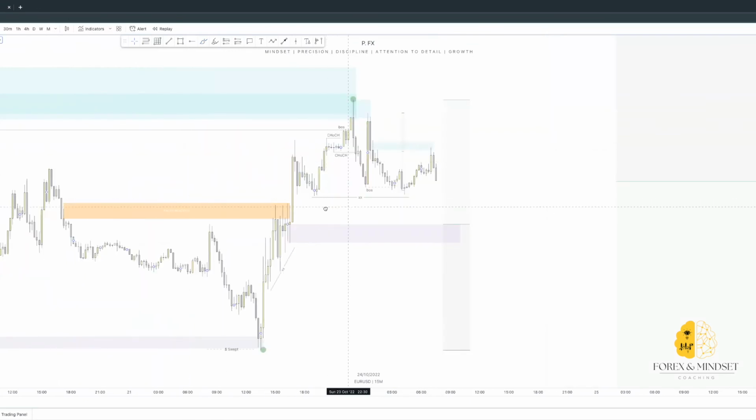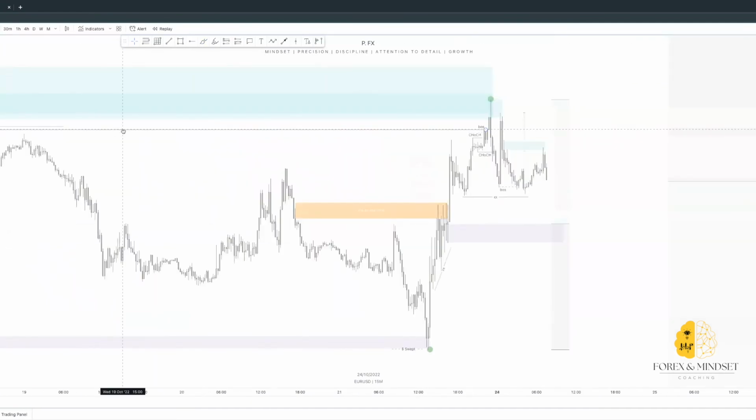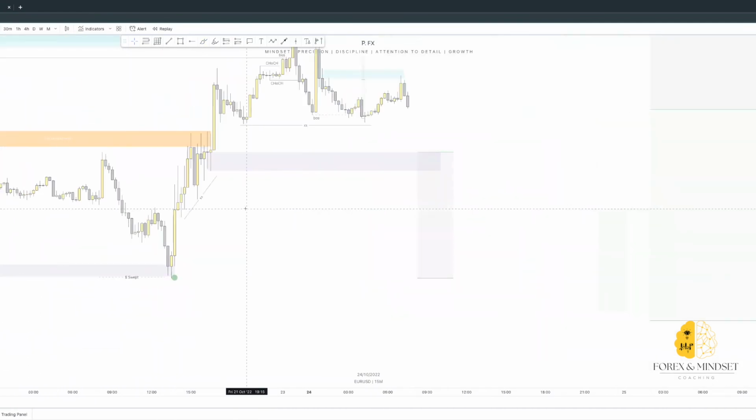All right, the price is moving down. Let's look at the areas that the price could come back to. And of course, before I move into anything else, let's also highlight this demand down here.